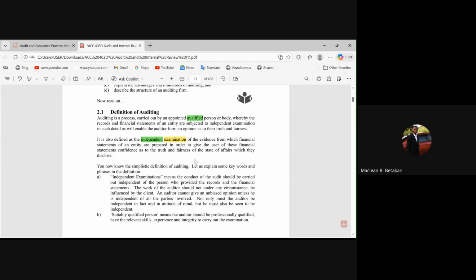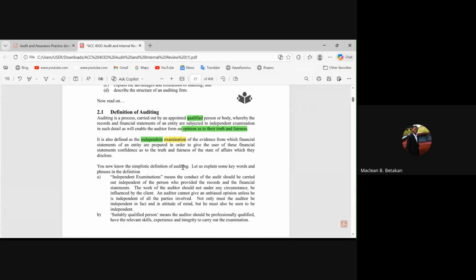And the final word is that you should be able to express an opinion, right? An opinion will tell us whether the financial statements you have examined represent a true and fair view in your own opinion. So this is the definition of auditing. We don't expect you to reproduce that verbatim, but there are keywords that should appear in your definition. If we don't see those keywords, you will lose some marks.